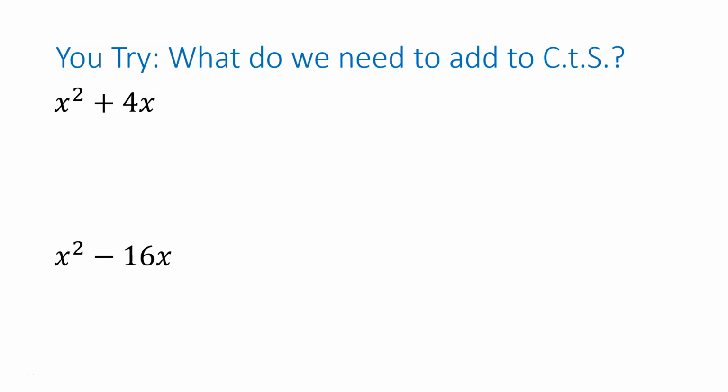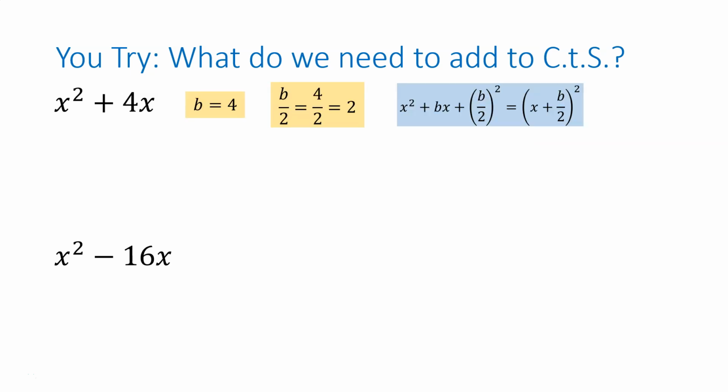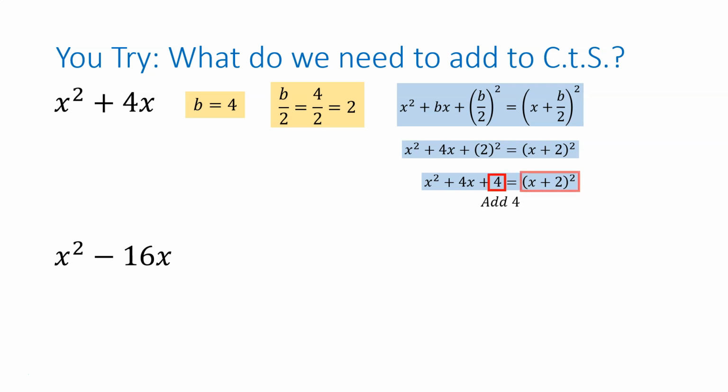For the first expression, b equals 4 and b over 2 equals 2. Plugging into the perfect square pattern, we get x squared plus 4x plus 2 squared equals x plus 2 in parentheses squared. 2 squared is 4, and we get x squared plus 4x plus 4 equals x plus 2 in parentheses squared. We need to add 4 to complete the square.